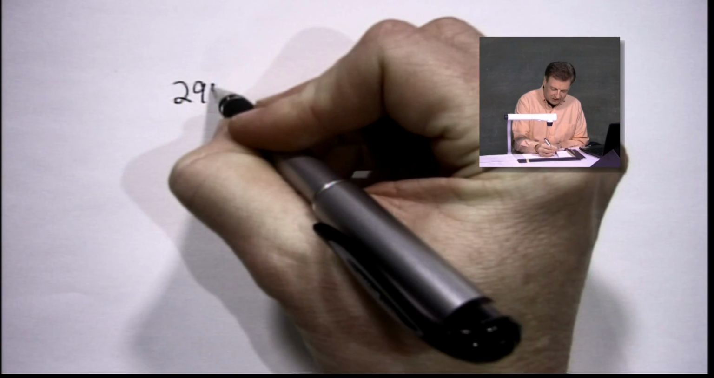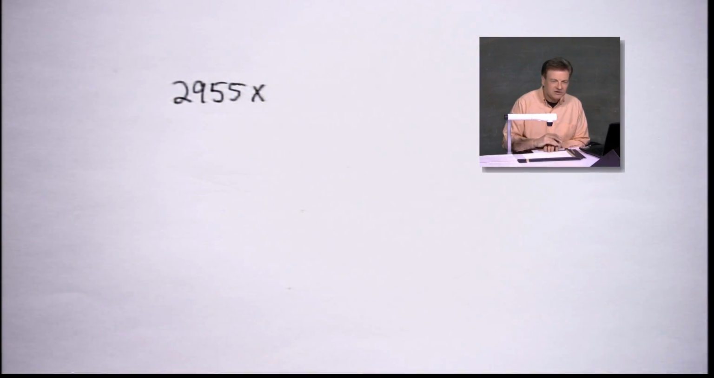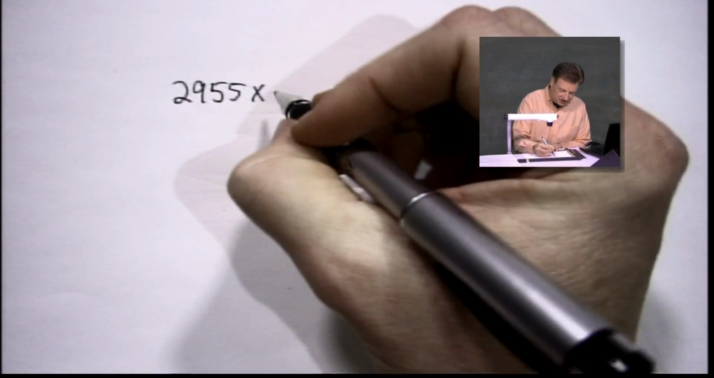2,955? Yeah. And how many million are we going to do that by? 5. 5 million. All right.